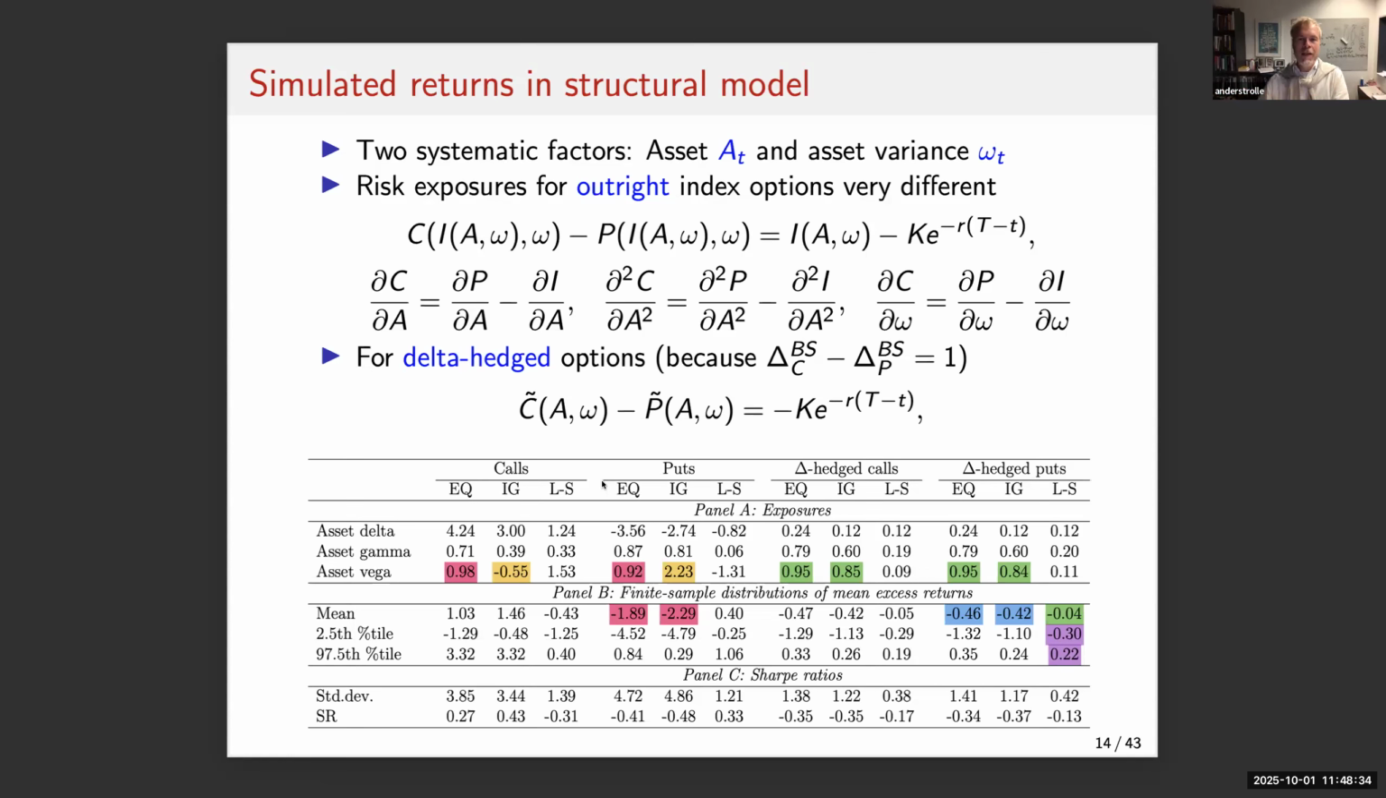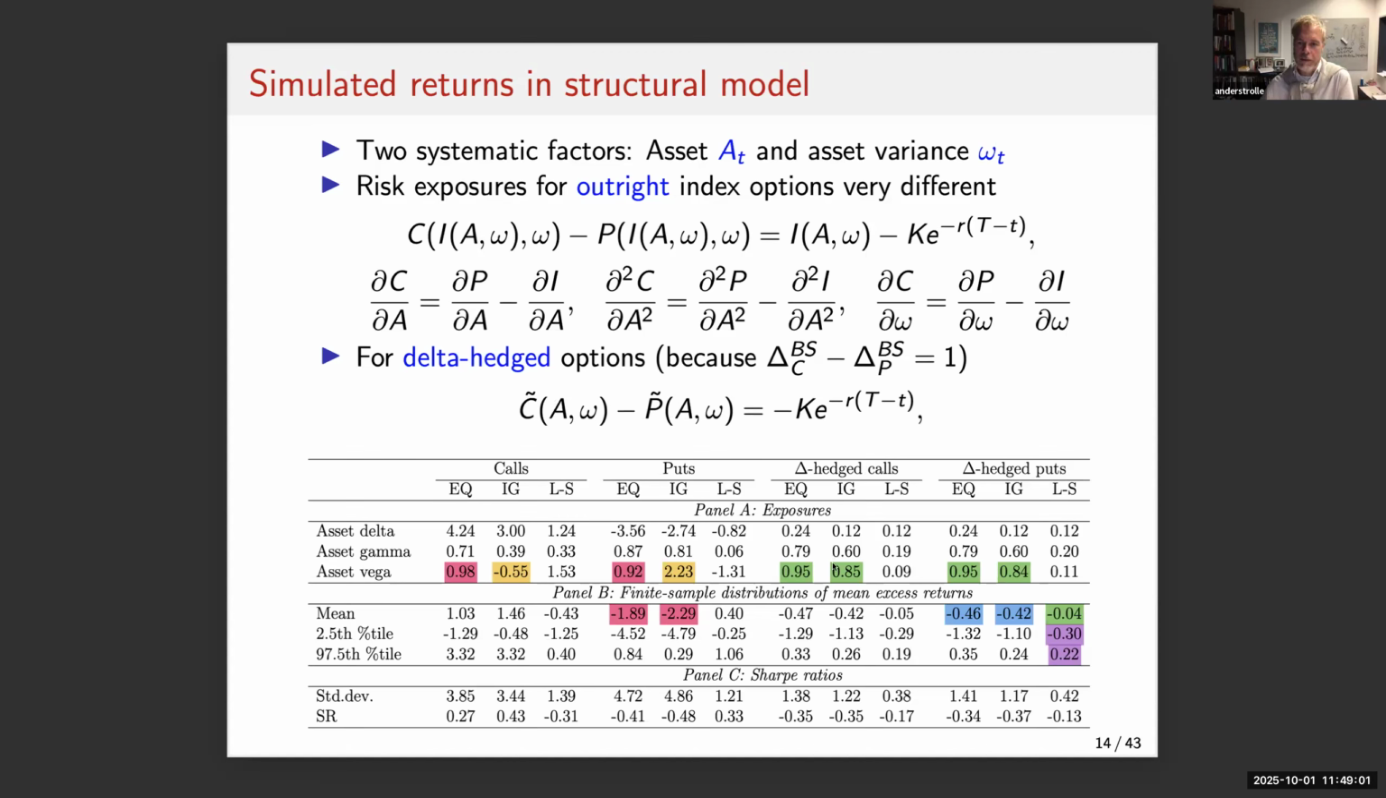On the other hand, if we then look at the delta hedged options, so again, we're using Black-Scholes deltas with respect to the index, then the put-call parity for the delta hedged options, where the tilde means the delta hedged options, is simply like this. And so here the sensitivities are the same. The delta, gamma, and vega are the same for the put and the call.